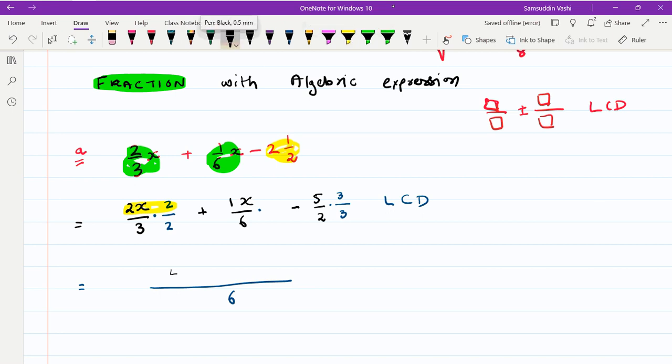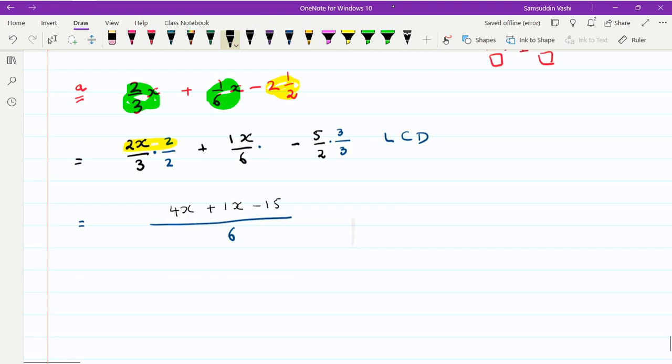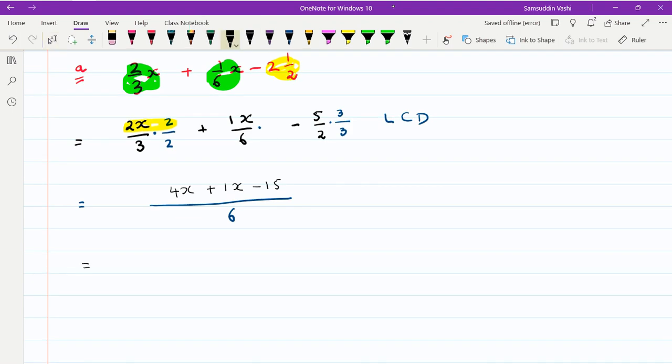4x plus 1x minus 15. Go ahead, the next step. So it is 5x minus 15 over 6. Next, 5x minus 15? They're not like terms. So if they're not like terms, we stop adding, subtracting. And this is my answer. Understood the method?